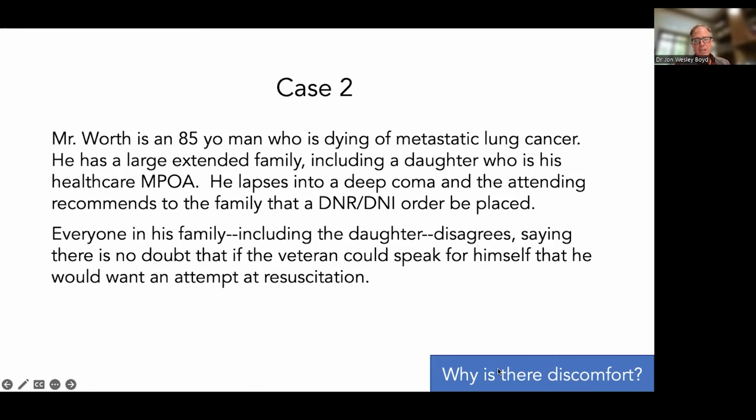There's discomfort on the medical side because in these situations, most of the time, medical teams do not like the idea of trying to resuscitate people who are near death anyway. As you may know, when you do attempt CPR to resuscitate someone and you're pounding on their chest, frequently ribs break. It is not a passive procedure.